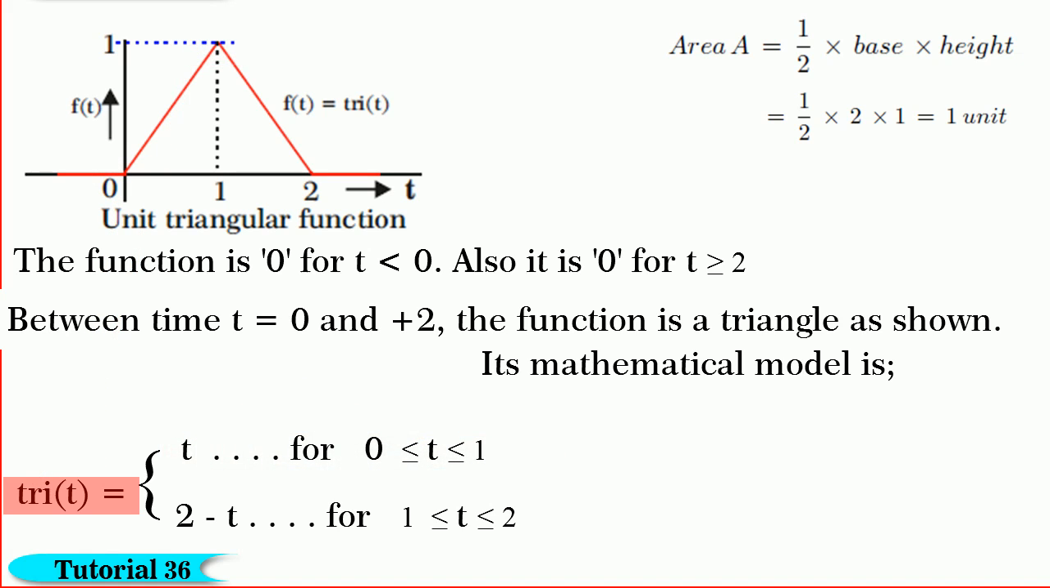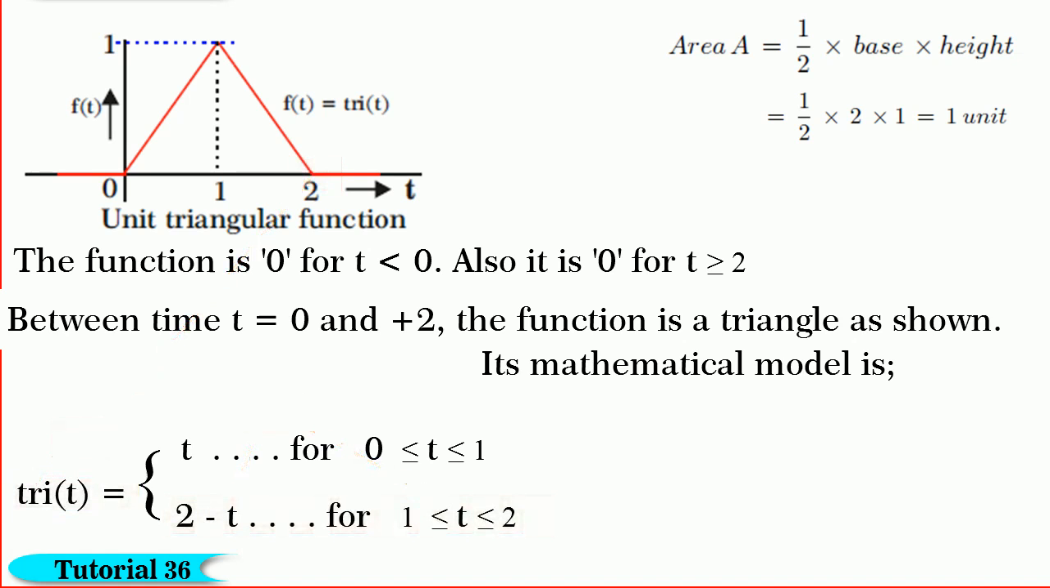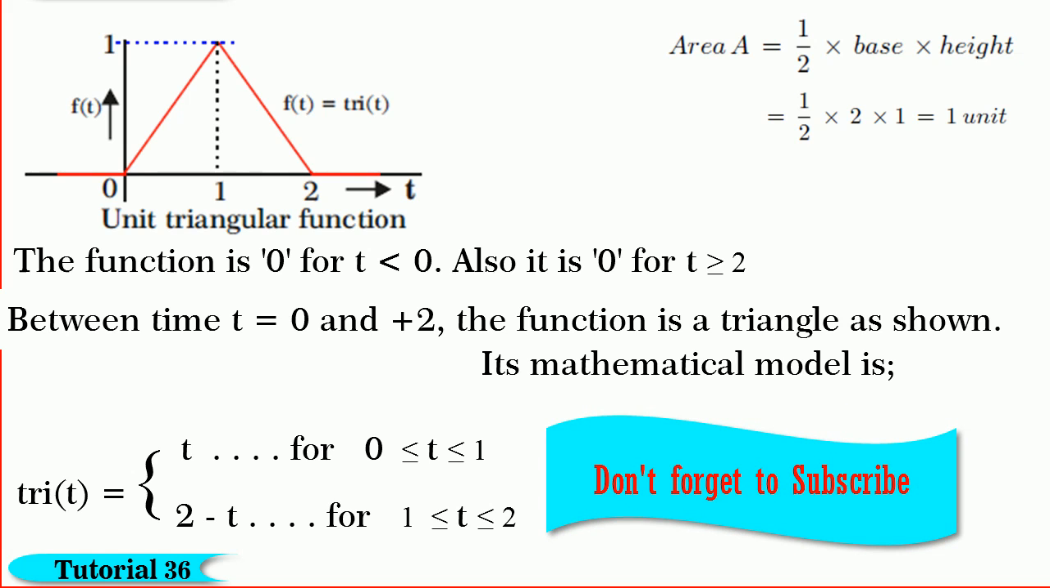That is simple. Similarly, consider tri of t is equal to 2 minus t for t between 1 and 2 seconds. If we substitute t is equal to 1, then tri of t is equal to 2 minus 1, that is equal to 1. If we substitute t is equal to 2, then tri of t is equal to 2 minus 2, that is equal to 0. So, friends, I hope you are convinced. I think now you are ready to solve the numerical problem on unit triangular function. We shall proceed further.